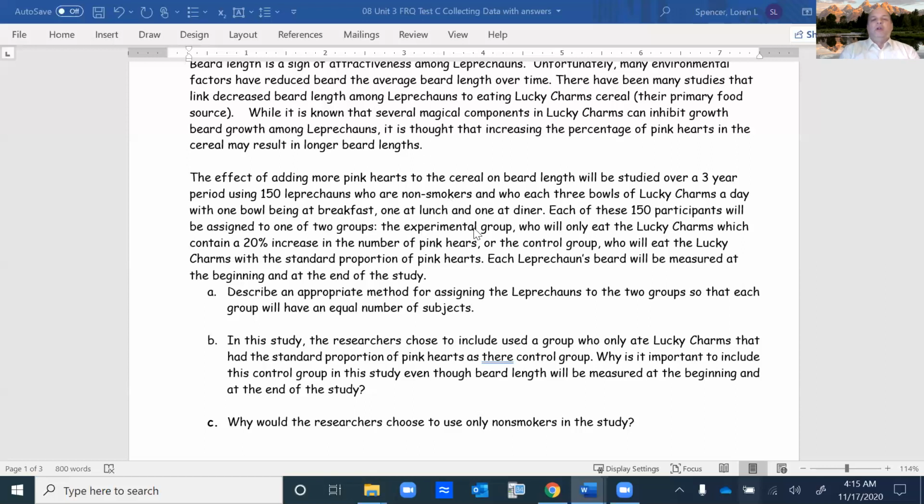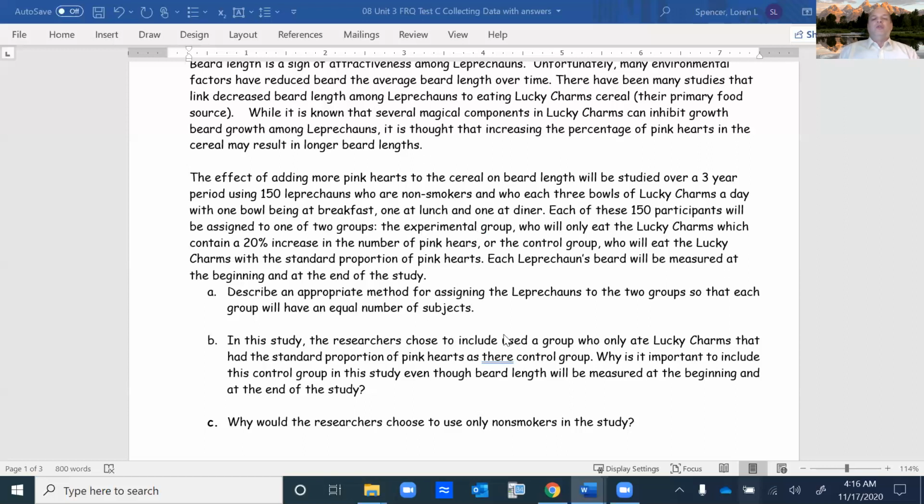In this study, researchers chose to include a group who only ate Lucky Charms that had a standard proportion of pink hearts as their control group. Why is it important to include this control group in the study, even though beard lengths will be measured at the beginning and at the end of the study? Okay, the control group provides a baseline, and almost everyone told me that, but that's not adequate. The control group provides a baseline so that we will know whether the changes being observed are due to the treatments, which in this case is the increase in pink hearts, or due to some outside environmental factor. So are the changes we're observing in beard length due to an outside factor or due to the treatment group? And by having a control group, we have a baseline to know if that's happening. You have to be very specific about that.